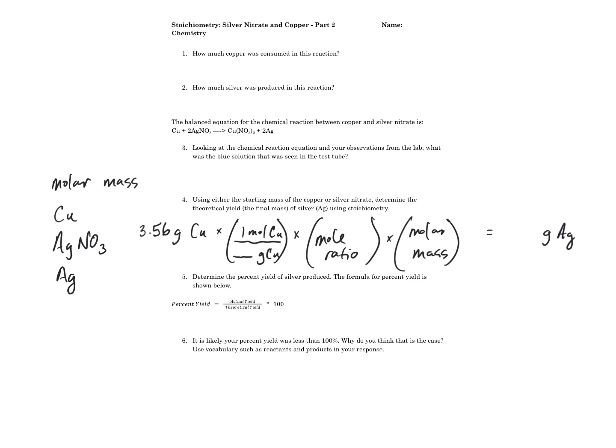That gives us our percent yield of silver that is produced. Now, number 6 is an extension question, and this is what we're going to take a look at on Friday. More than likely, your percent yield of silver is going to be less than 100%. I want you to do some critical thinking within your group. Why do you think that's the case? And I want you to try to use vocabulary such as reactants and products in your response.